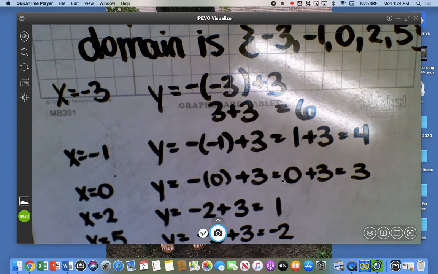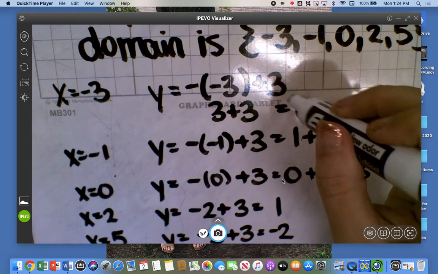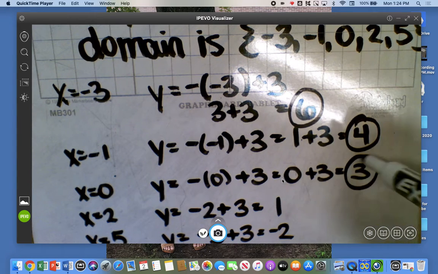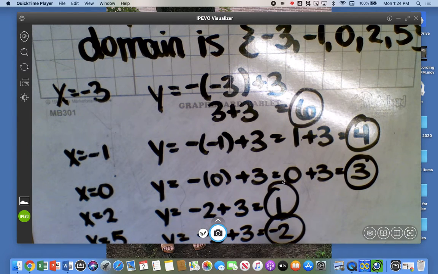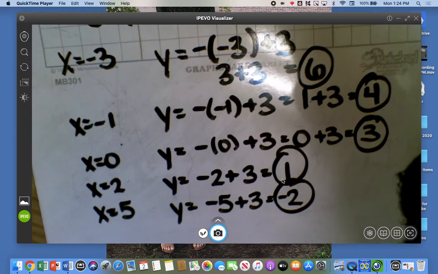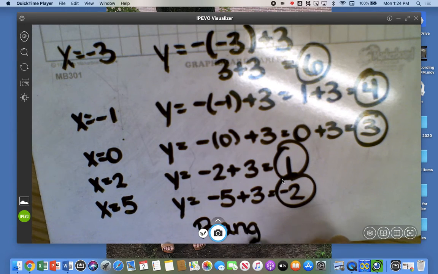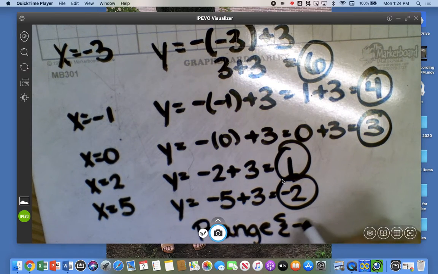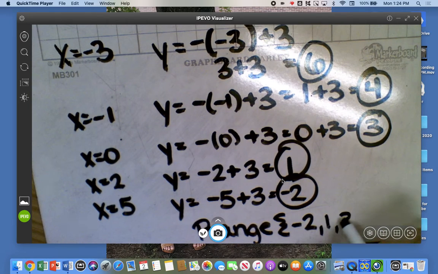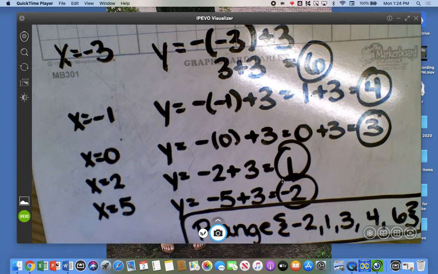So the range for this would be, and we write these numbers in order from least to greatest, the set -2, 1, 3, 4, and 6. So that would be our range.